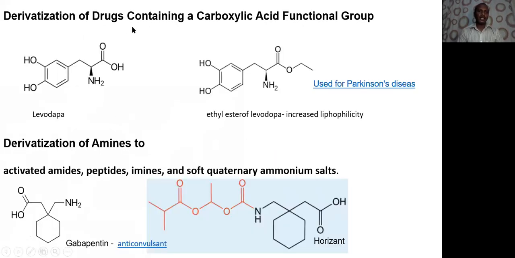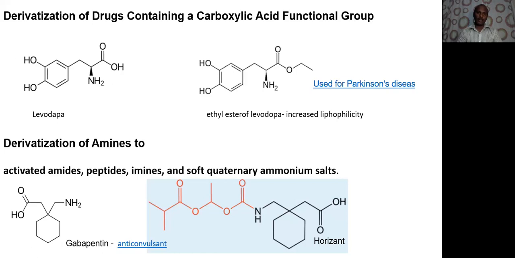Then derivatization of drugs containing carboxylic acids. If your drug molecule has a carboxylic group, and a hydroxyl functional group is also there here, this is levodopa, which is used in Parkinson's disease, a nerve degeneration disease. In Parkinson's, a CNS disease, you have degeneration of nerves. To treat Parkinson's disease we use levodopa, and later levodopa is converted into dopamine, which we use in the treatment of Parkinson's disease.